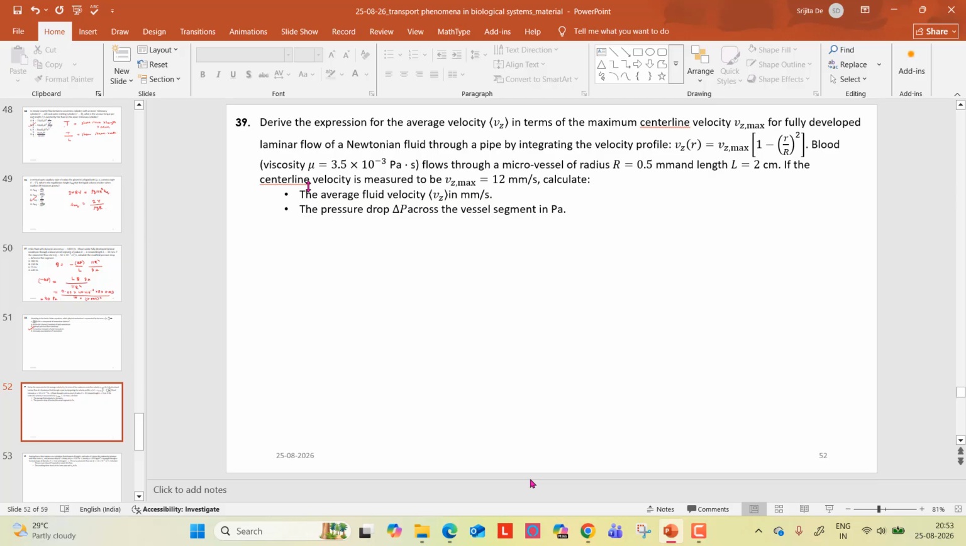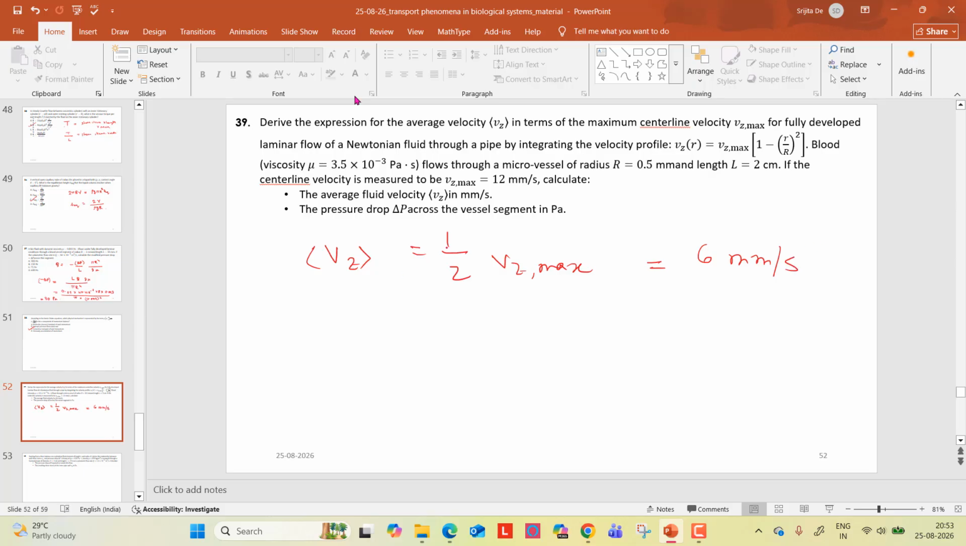So, blood viscosity. Blood flows through a microvessel of radius R and length L. If the centerline velocity is measured as Vz max, calculate the average velocity. So we know that Vz average is half of Vz max. So it is coming as 12 by 2, this is 6 millimeter per second, the first option.